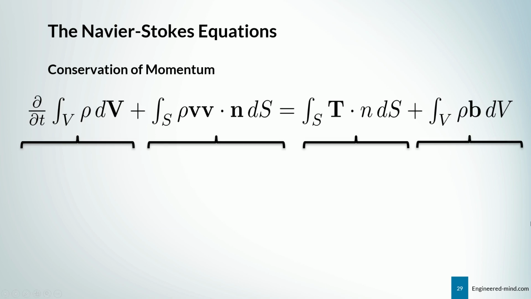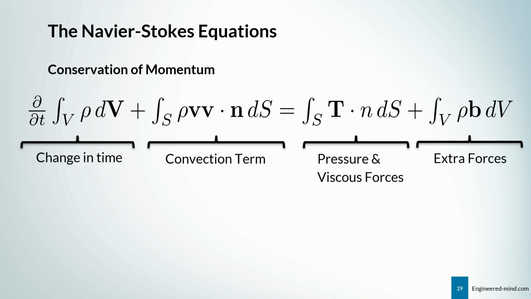Then, of course, we have the conservation of momentum, with the change of time at the very left side. Then we have the so-called convection term, which gives us a few problems later on, which also is a nonlinear term. Then on the right-hand side, we have pressure and viscous forces, as well as extra forces acting on our fluid, like gravity, for instance, or you can add other forces as an additional term, for instance, Lorentz forces in case of magnetohydrodynamics.